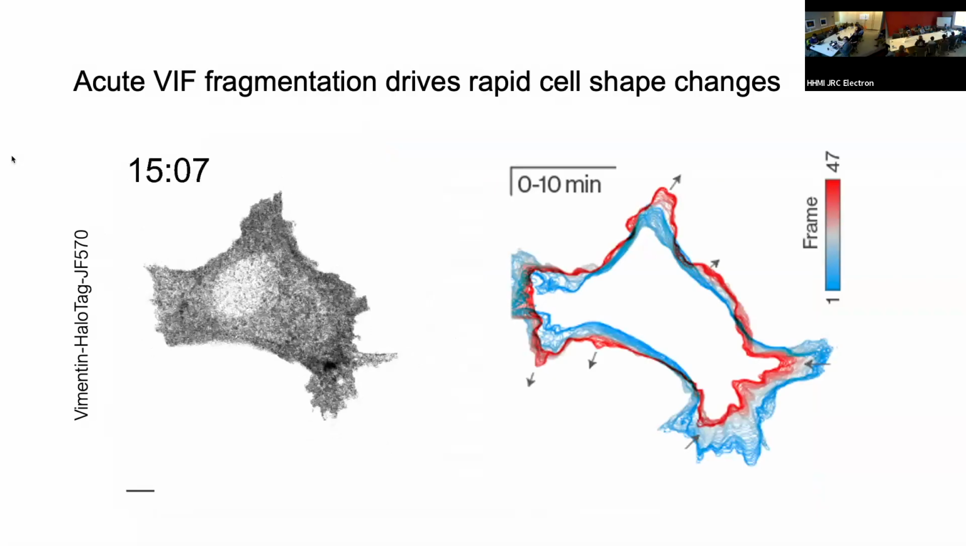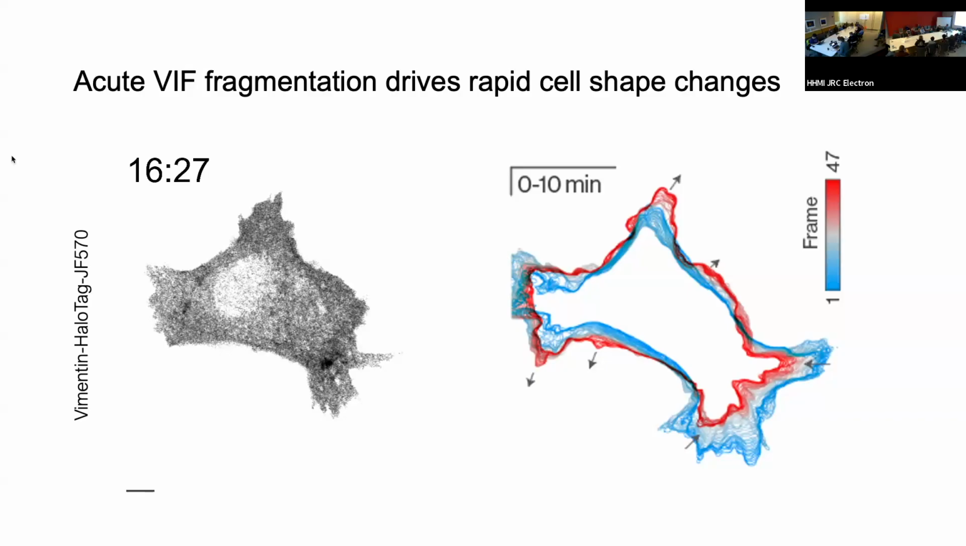But one of the first things that we found was upon acute VIF fragmentation, we see very rapidly there are cell shape changes. Now, these changes don't immediately precede apoptosis or cell death. They occur even with the gentler dyes that we see upon IF fragmentation. And I should provide some data for this, but the vast majority of cells are still alive 24 hours later.